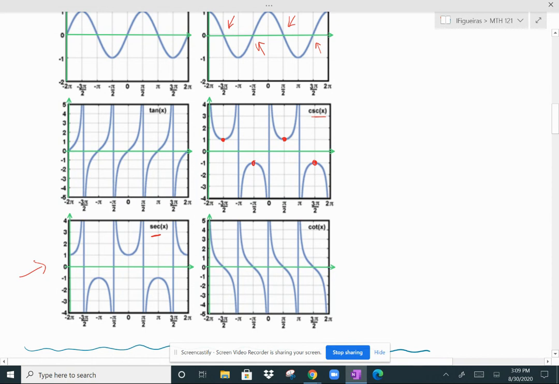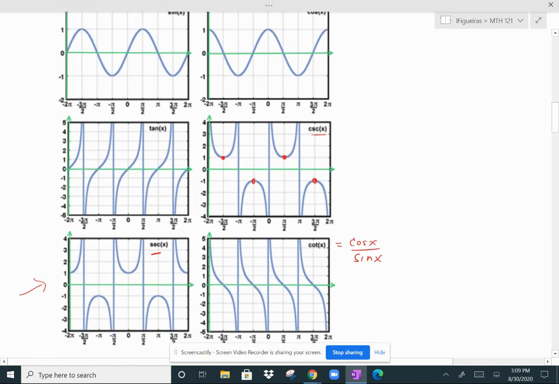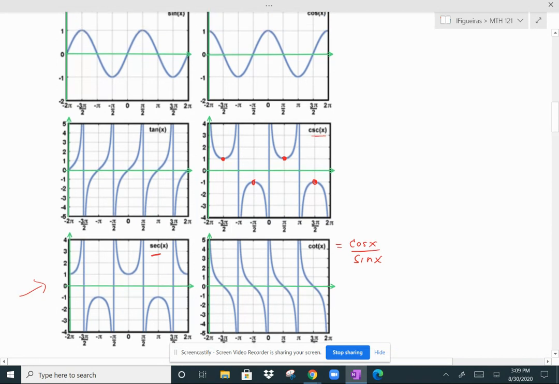And then cotangent looks really similar to tangent, except the graph is always decreasing from left to right. And this time the asymptotes exist everywhere sine is 0, because cotangent is cosine over sine. Can't have 0 in the denominator, so it's undefined. So everywhere that sine is equal to 0, you'll have vertical asymptotes here in your cotangent graph.